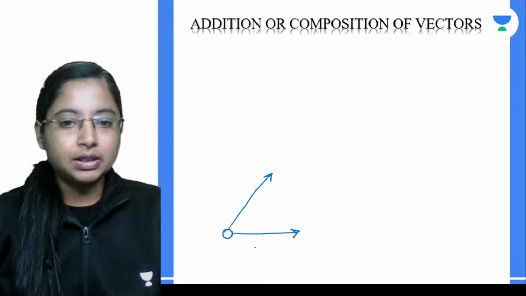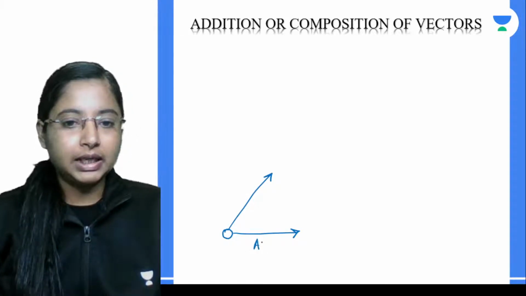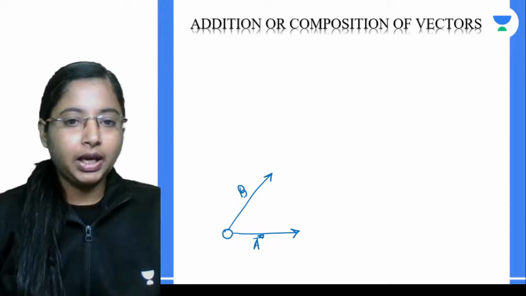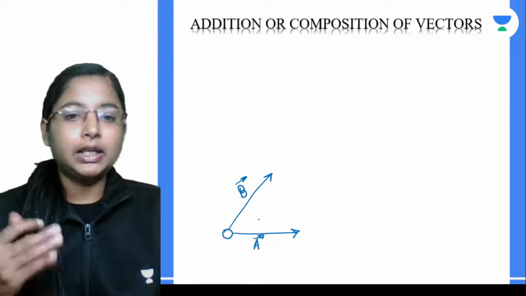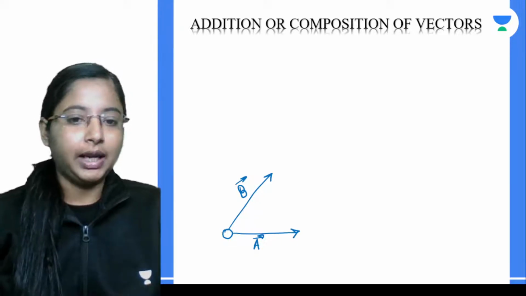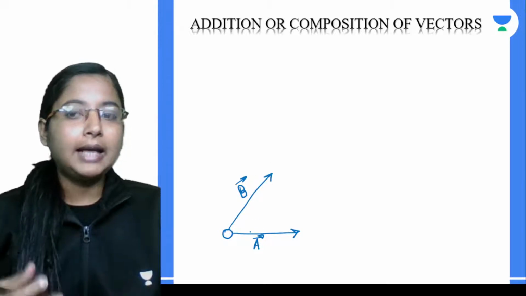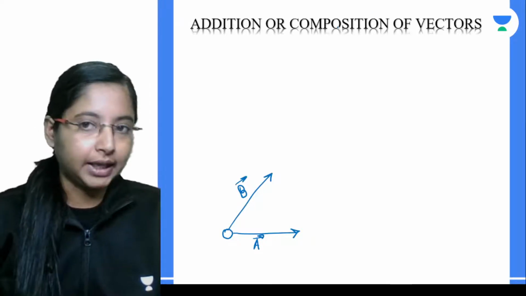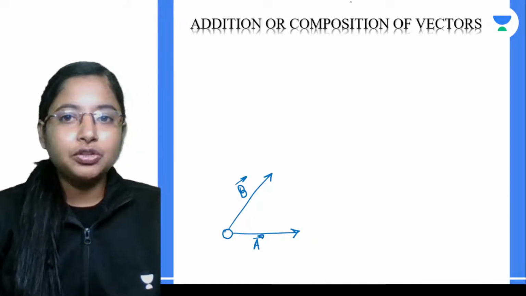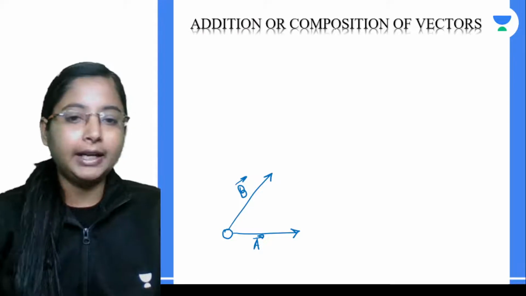So we know velocity is a vector, so let's call this A vector and B vector. Now how would the resultant be? That is, you add these two vectors, right? The process by which you can add these two vectors is basically called addition, or in other words, composition of vectors. The word composition means addition. We are adding two vectors.